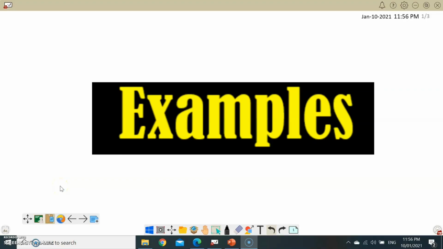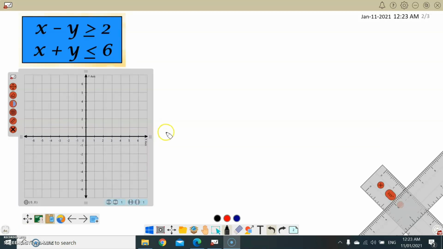Let's have a practice of graphing system of linear inequalities in two variables by taking these examples. Let's have example number 1. So we have here the inequalities x minus y is greater than or equal to positive 2 and x plus y is less than or equal to positive 6.